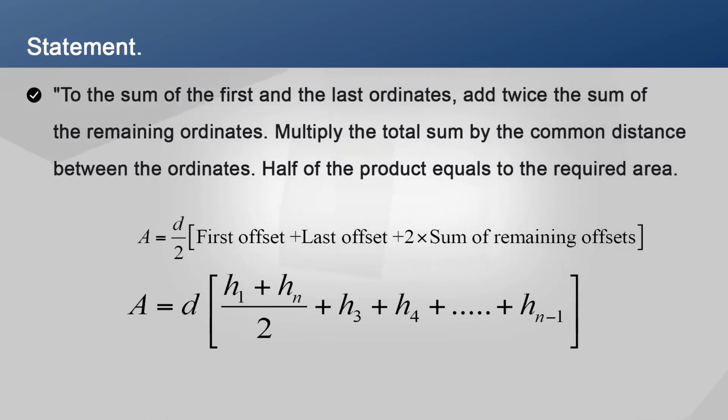In statement form, we can say: to the sum of the first and last ordinate add twice the sum of the remaining ordinates and multiply the total sum by the common distance between the offsets. Half of the product is equal to the required area.